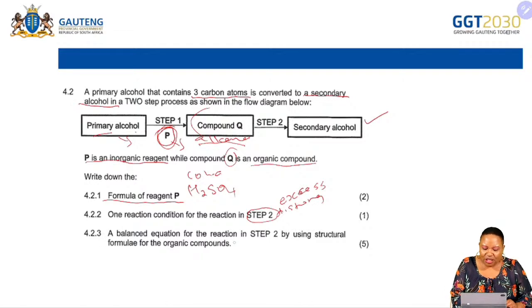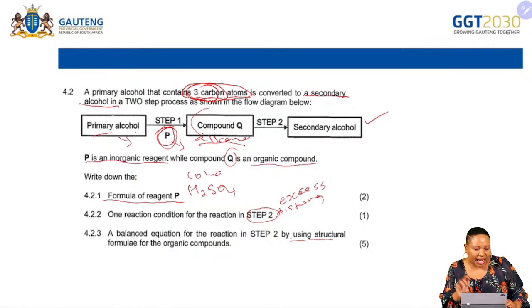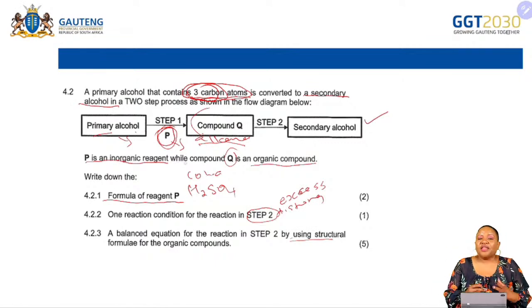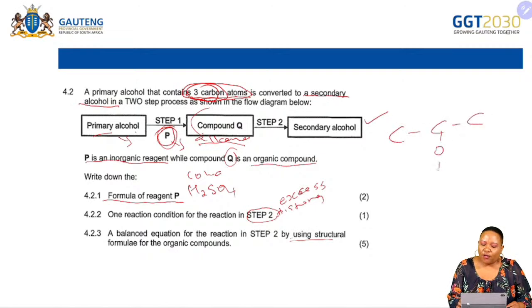And then the balanced equation for step 2 using structural formulas. So you will use an alkene. Already we know that the alkene is also going to have 3 carbons, because we're told that our primary alcohol has 3 carbons, and that alkene is going to be propene, which will undergo hydration, and we're going to add water. As you're adding water to propene, we use Markovnikov's rule, whereby the hydrogen will go to the carbon with more hydrogens and the OH will go to the other. So at the end of the day, the alcohol that will be formed is our secondary alcohol, which is propan-2-ol.